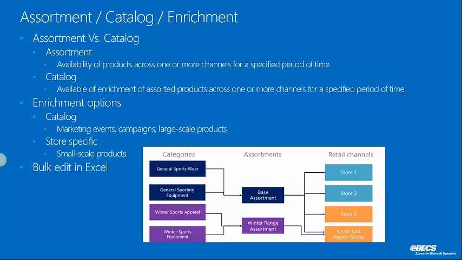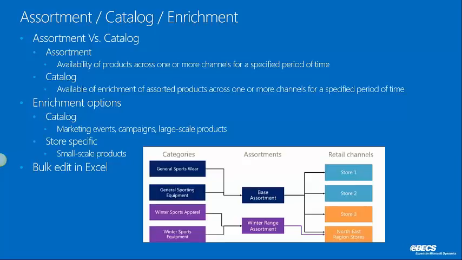And then from there, I can release my assortments to different stores, to different warehouses, to different channels. So maybe the winter assortments can only be released in the Northeast stores. Or maybe the base assortment is released to all stores anyway because it's our base product range.